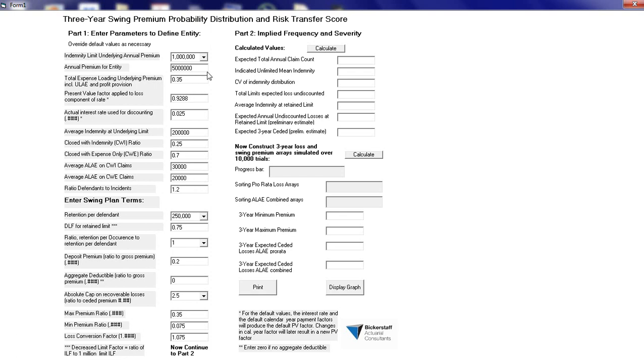But again, this is going to end up on a 3-year basis. So over 3 years, the premium would be $15 million. So the maximum ceded premium in this plan would be 35% of $15 million. Okay, now, that's part one.